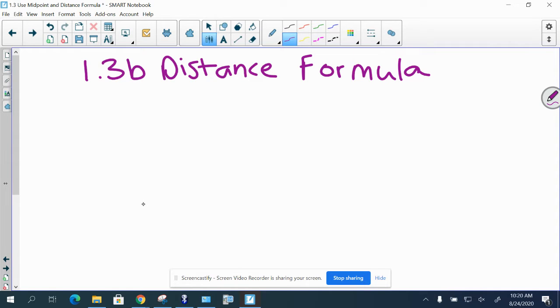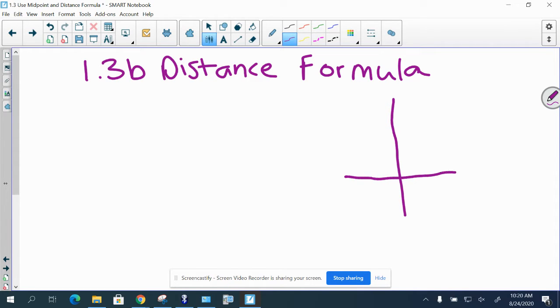All right, so what is the distance formula? Well, first of all, distance means the length between any segment. Now, you could say, well, couldn't I just count? But think about if you have a slanted segment.